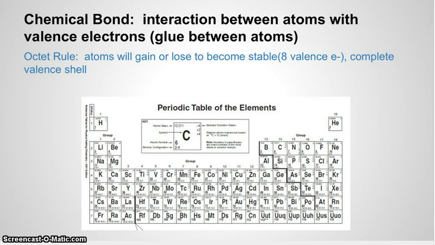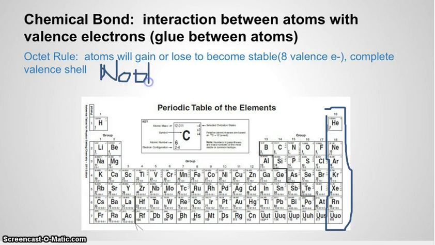And the reason they go through this is that they're trying to follow an octet rule. An octet rule is just a different way of saying that they want to become stable or have a complete valence shell. So we've heard this term before when we were talking about all of these guys over here on the far right of the table, the noble gases. So when atoms bond, the whole point is that they want to be like the noble gases.